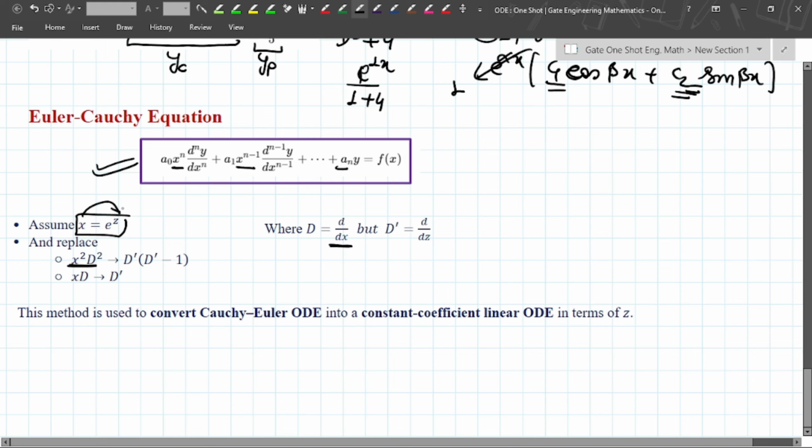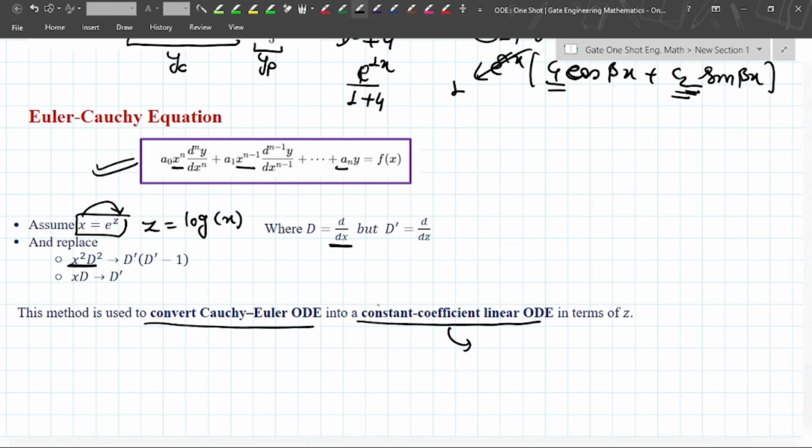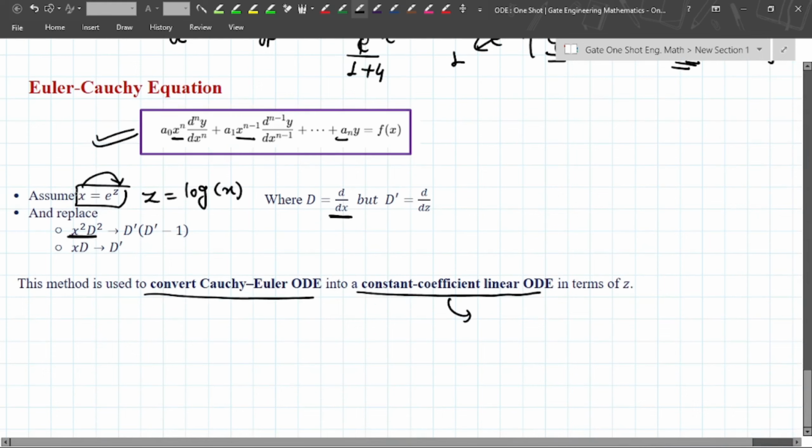If you assume x is a function of z, it means z is equal to log of x, so D dash is nothing but d by dz. The complete differential equation will be converted from a Cauchy-Euler equation to a constant coefficient linear ordinary differential equation. After that, you can apply the same process of the constant coefficient case, the complementary function and the particular integral. But keep in mind, your differential equation will be in z. After that you will have to replace z equal to log of x. Everything will be converted and substituted, otherwise your answer will not be correct.